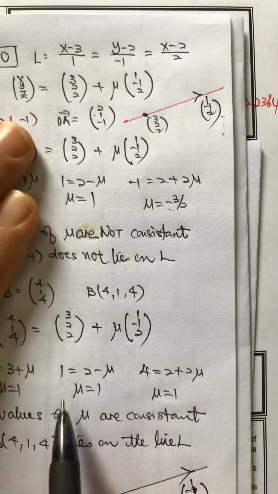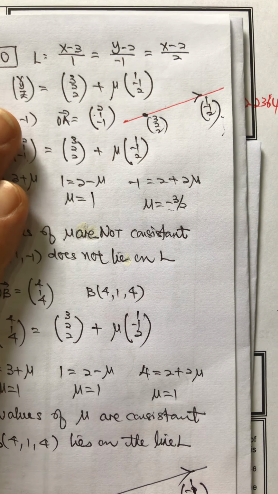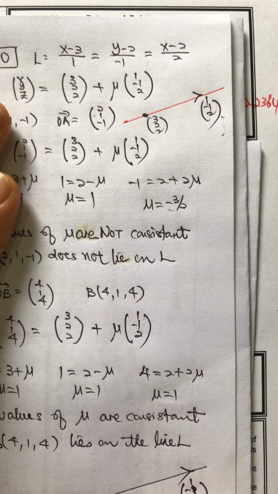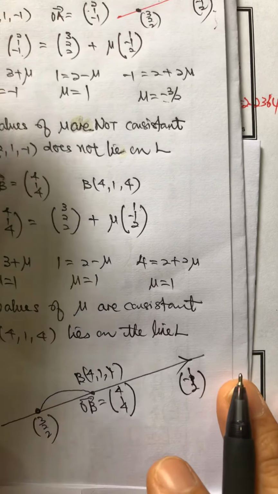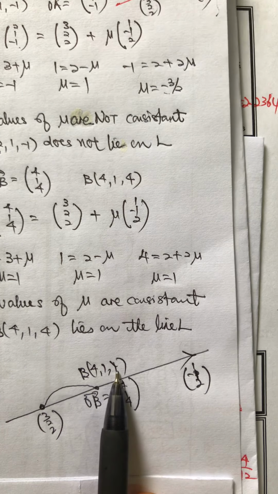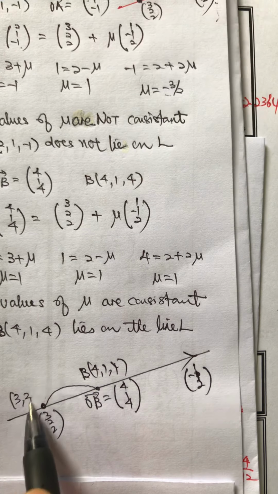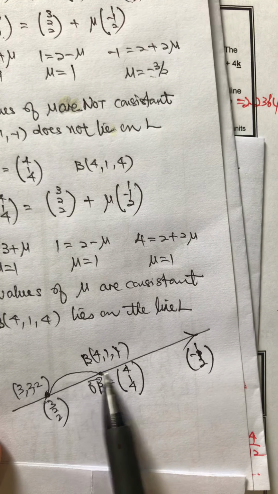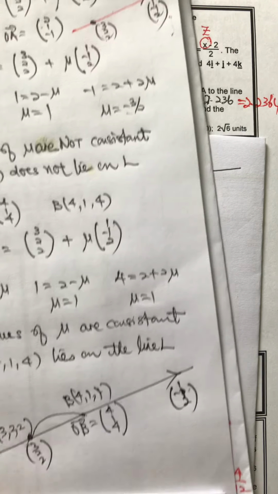So you see, mu equals 1 means you just walk 1 hour, then you will reach the point, and this point is B. The position vector OB is 4, 1, 4. So you start from this point, 3, 2, 2, because we get it from here. You just walk for 1 hour in this direction, you will reach this point. That means this point is on the line. Okay, that is how we show.